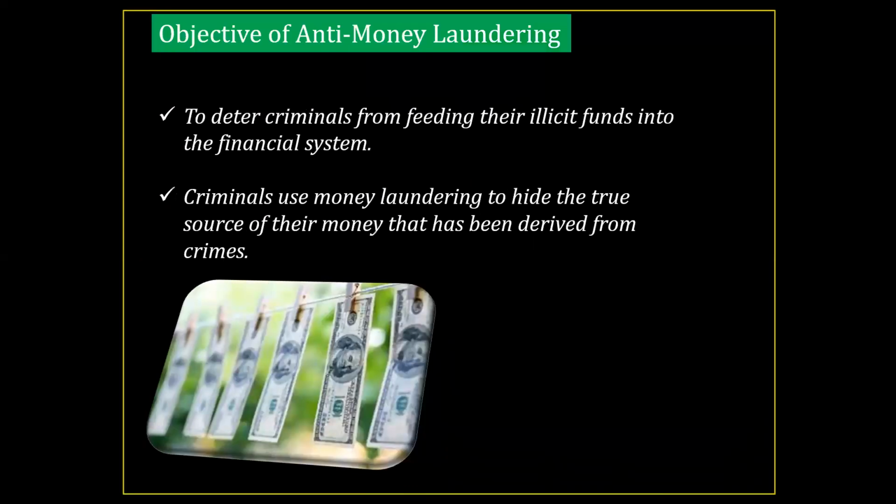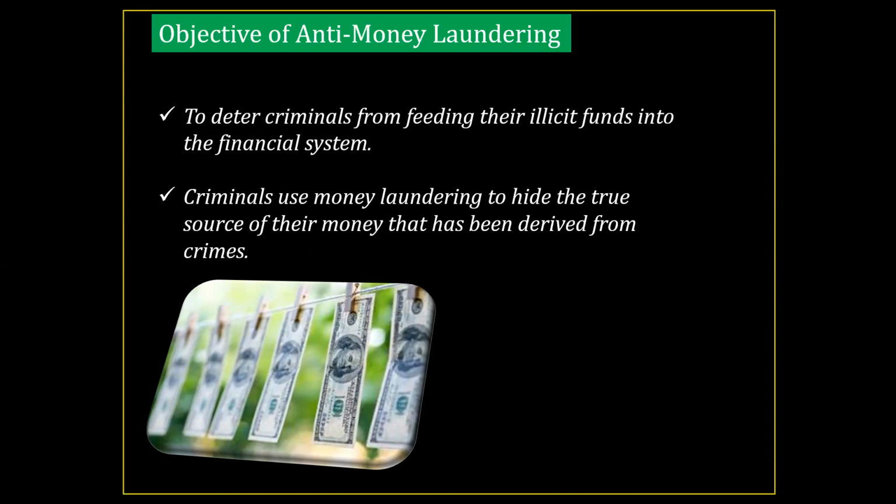The next thing that we are going to talk about is the objectives of anti-money laundering. So the main objectives include to deter criminals from feeding their illicit funds into the financial system. And the second one is that criminals use money laundering to hide the true source of their money that has been derived from crimes. So these are the two main objectives: to prevent criminals from feeding illicit funds into the financial system and to prevent them from hiding the true source of their money.